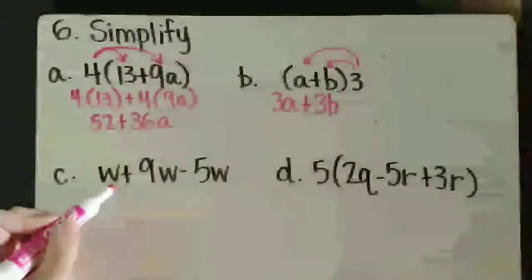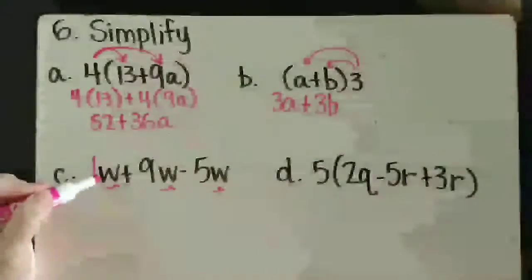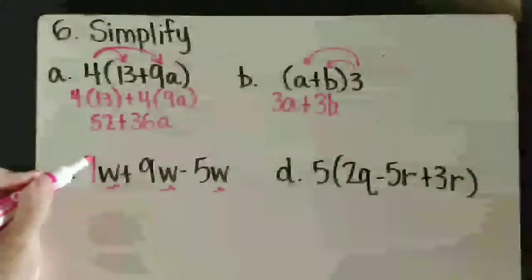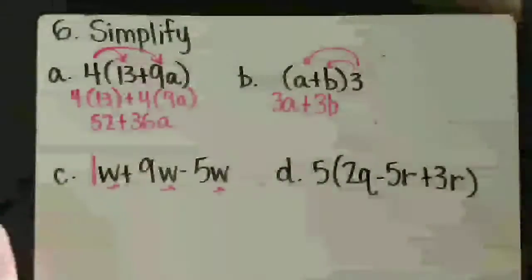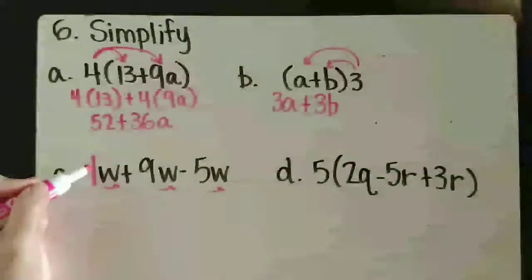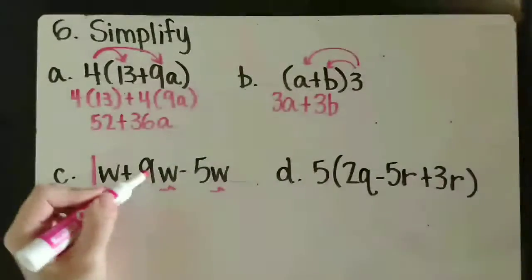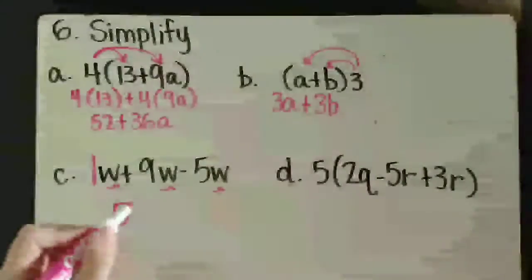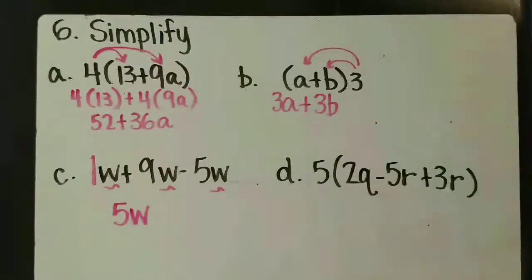All of these have the same labeling. If there's not a coefficient or a number in front of the W, we assume it to be 1. Since they are like terms, we can add and subtract the coefficients. 1 plus 9 is 10. 10 minus 5 is 5. And don't forget, these all belonged with the labeling W. Try letter D.